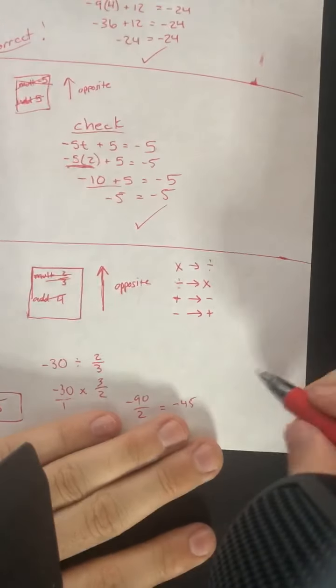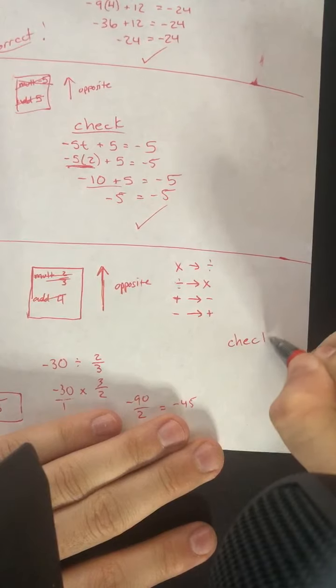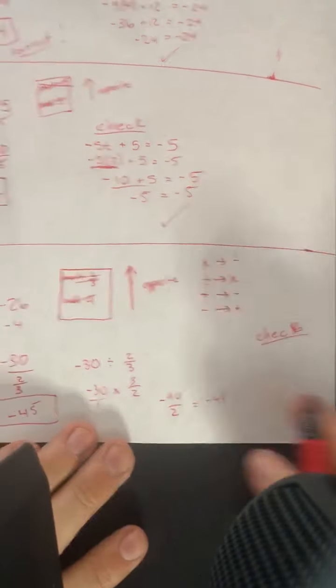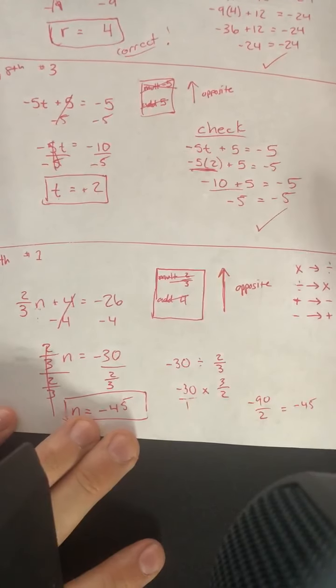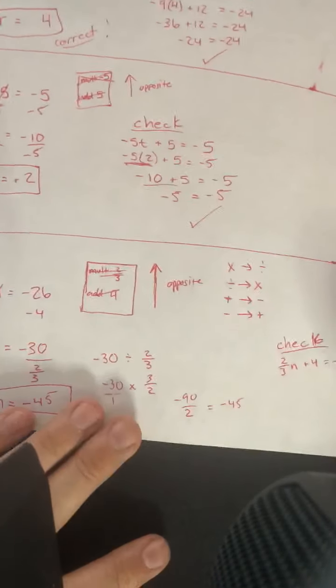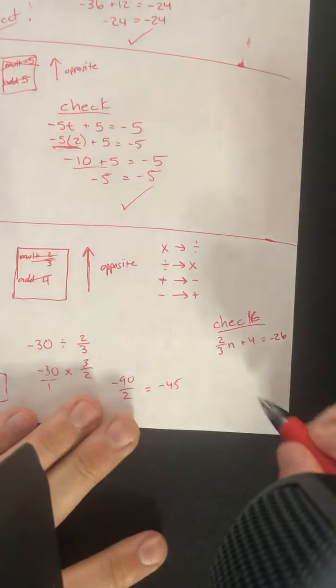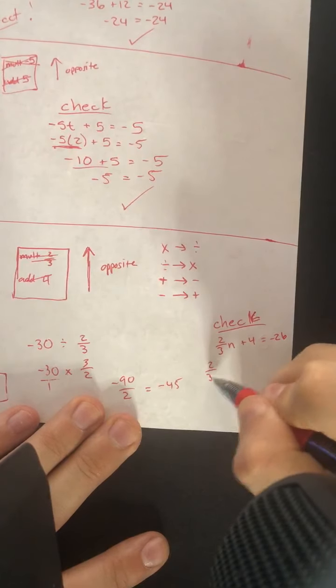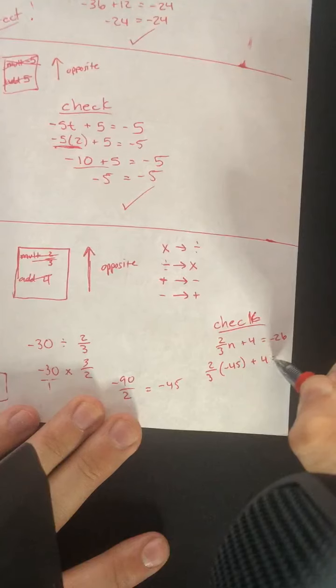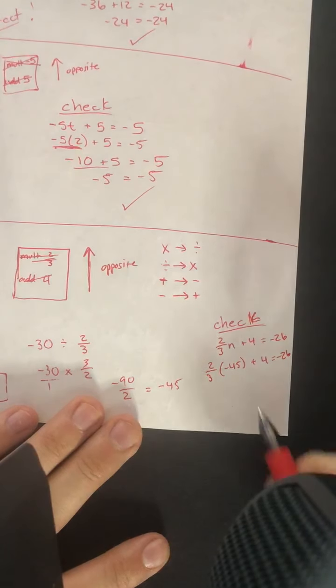Nope. Just got to do a check. And then we are done. When we run this check, guys, what we're going to do is take the original equation, so that 2/3 n plus 4 equals negative 26. Write down the original equation, and then we're going to do our next line by substituting in the negative 45 for our n. And let's see if this works out.